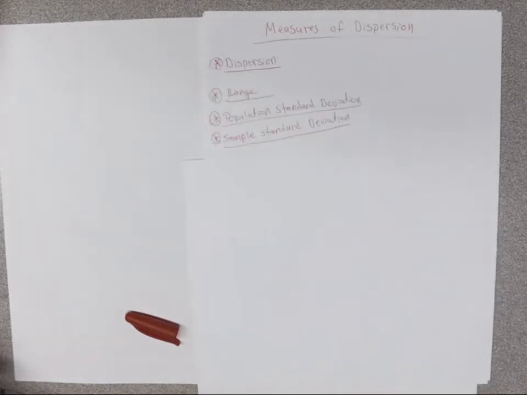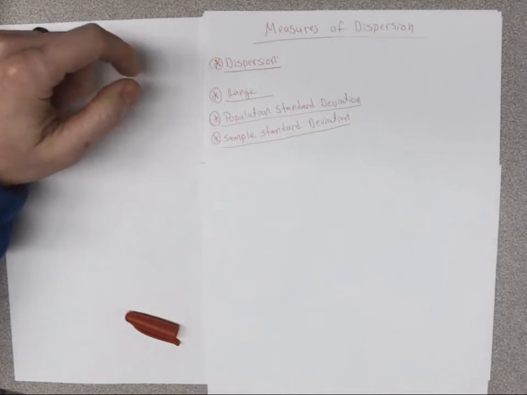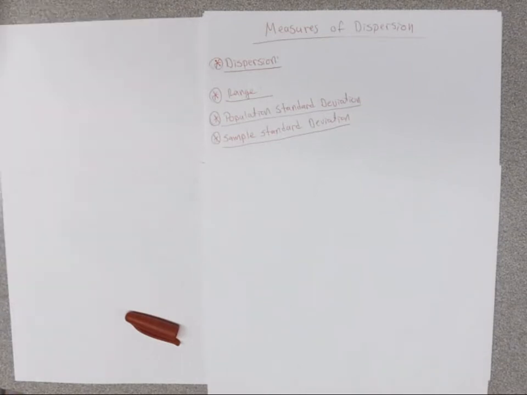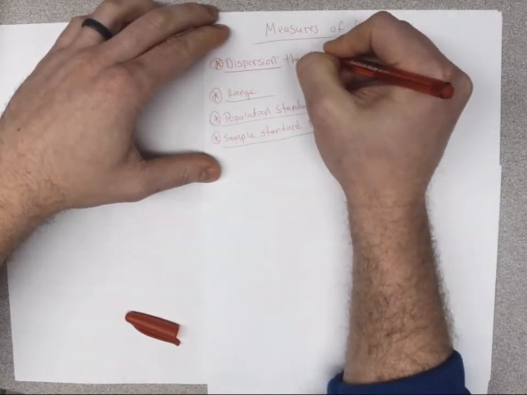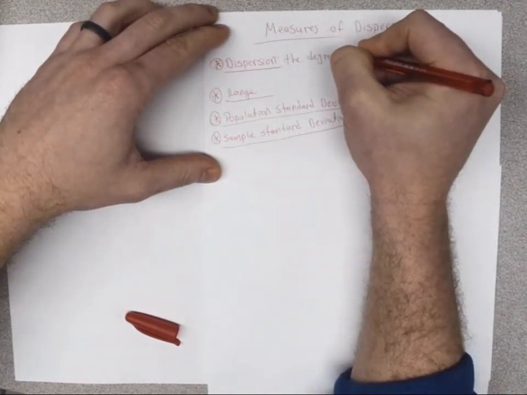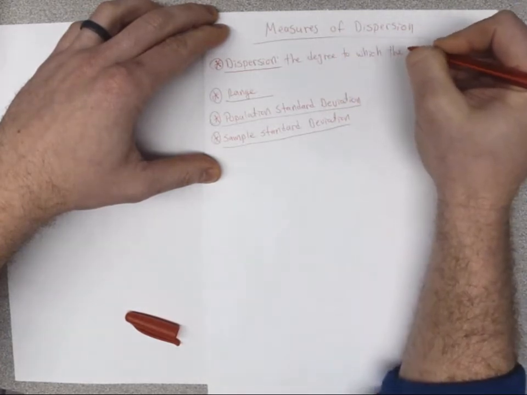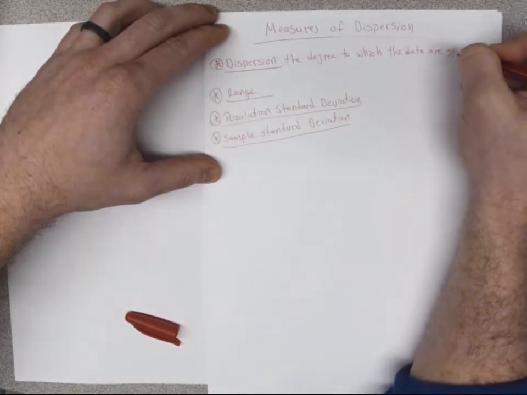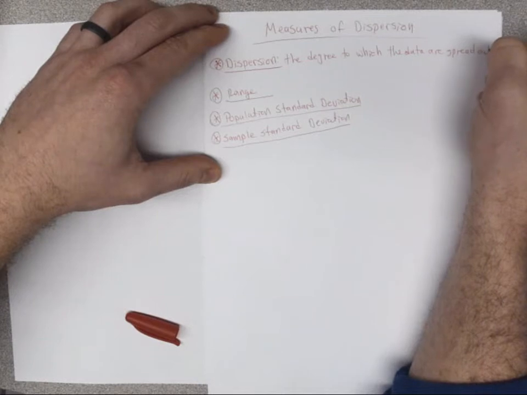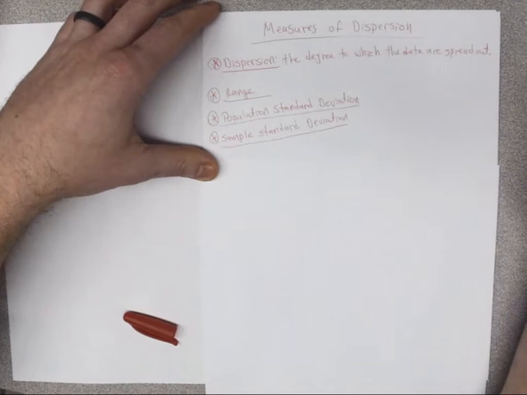We're going to define these four things first. The first one is dispersion, which is in the title of this, and I've already said the definition of it. It's the degree to which the data are spread out. All right, an example I'm going to show here in a few minutes will help understand that a little bit better.